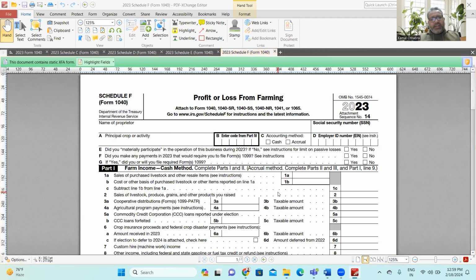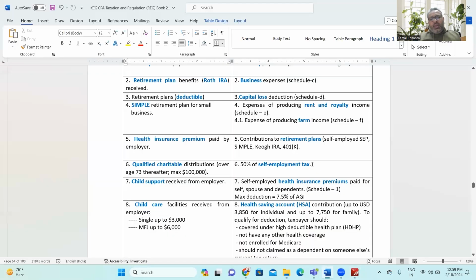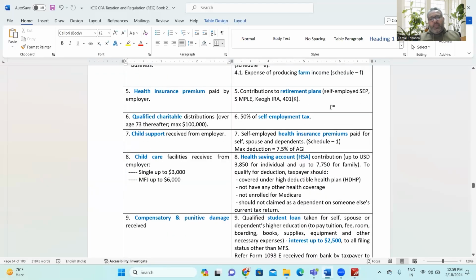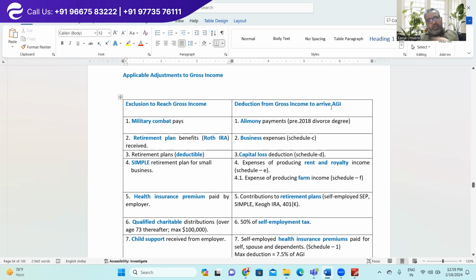So that is available in electronic format. Next is contribution to the retirement plan, like self-employment plan, simple plan, Keogh plan. On the right hand side, we have seen contribution made by employer. That is never part of your income, right? And here we are discussing contribution made by employee. So contribution made by employee is also being considered as a deduction from gross income.